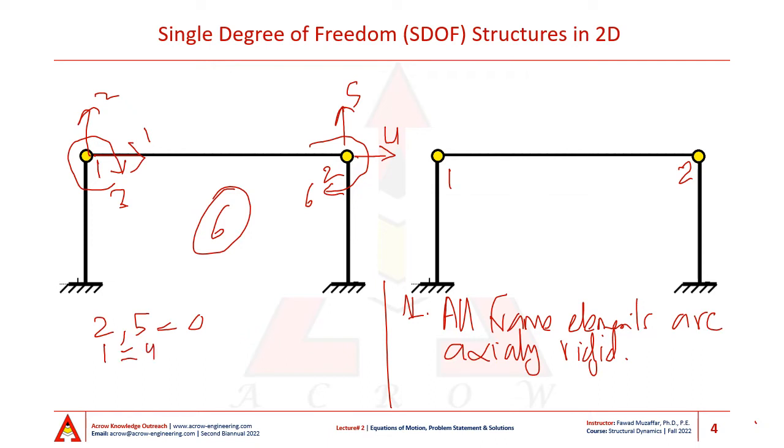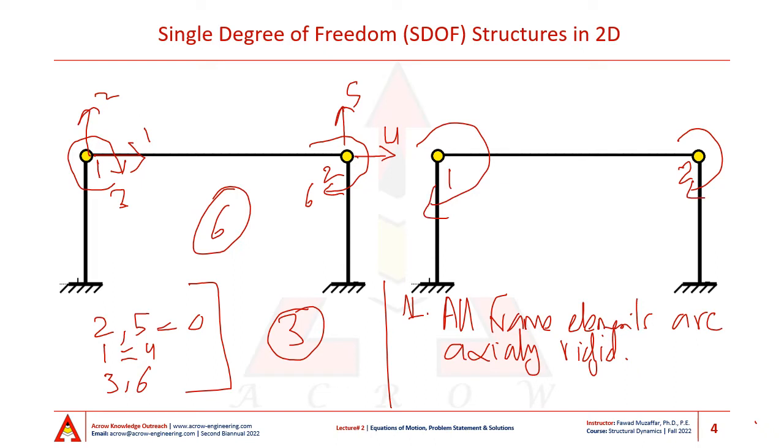The only two other degrees of freedom that remain are degrees of freedom 3 and 6. So with this assumption, my degrees of freedom to describe my frame element reduce from 6 to 3. Those three degrees of freedom are the rotation at node 2, the rotation at node 1, and the horizontal motion of the roof of this frame.